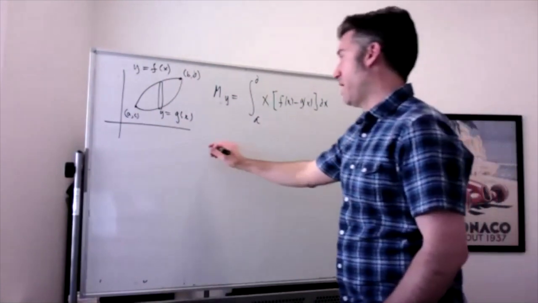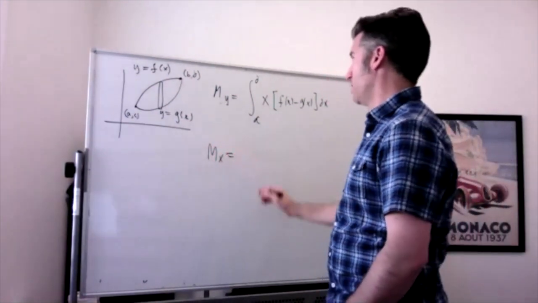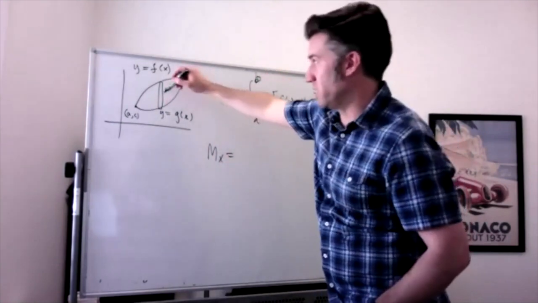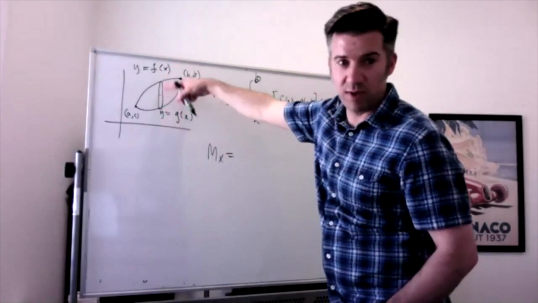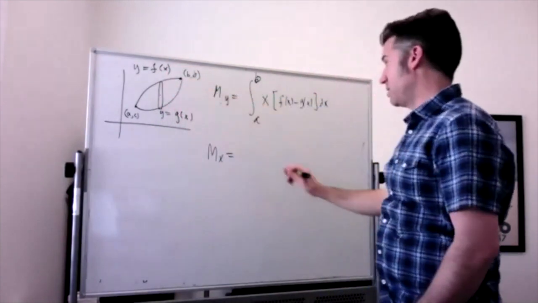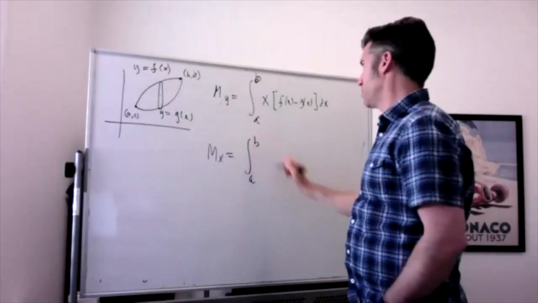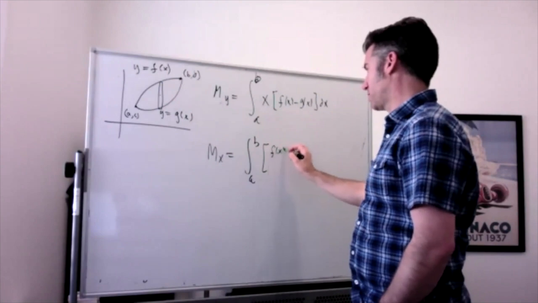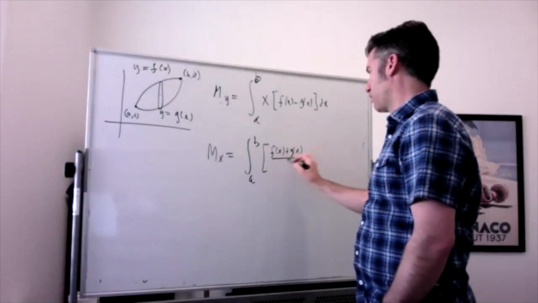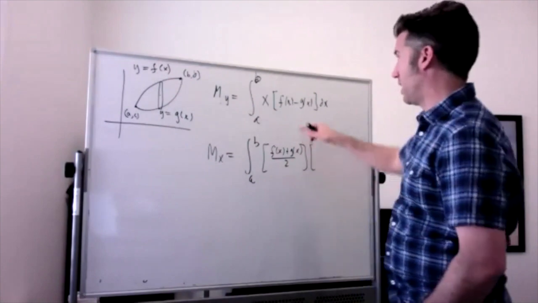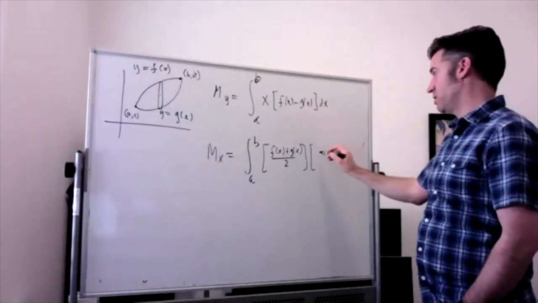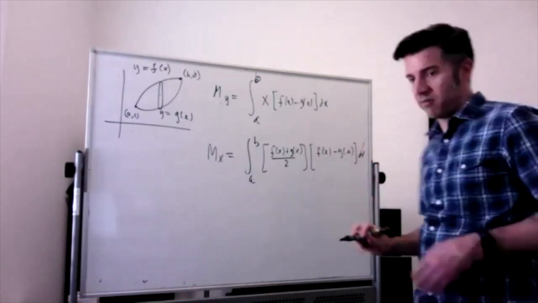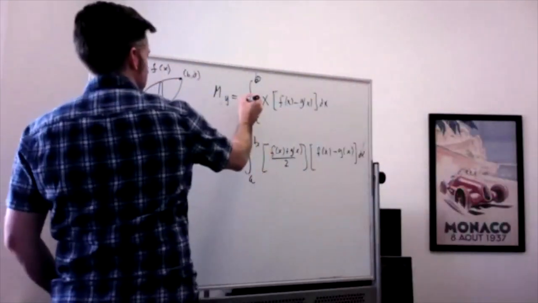And then the moment around the x-axis is the more complicated one. It's going to be, from A to B, the lever arm, which is the distance that's halfway between the top and the bottom function. That's going to be the average of f and g, so f of x plus g of x over 2, times, again, the area of that, which is f of x minus g of x dx. And of course, I forgot the deltas. Deltas for density.